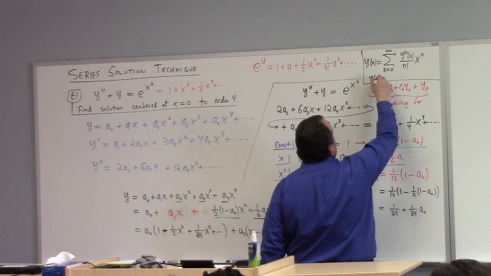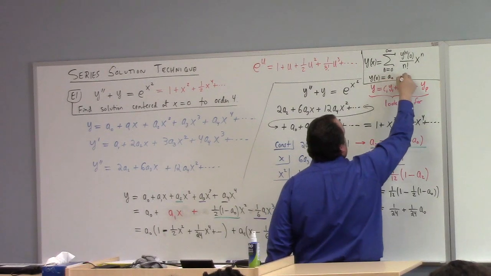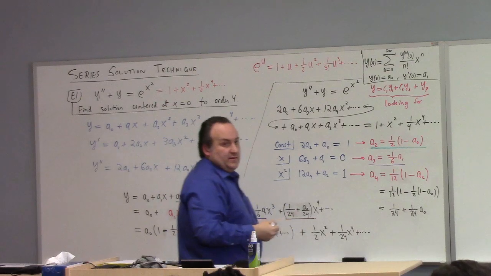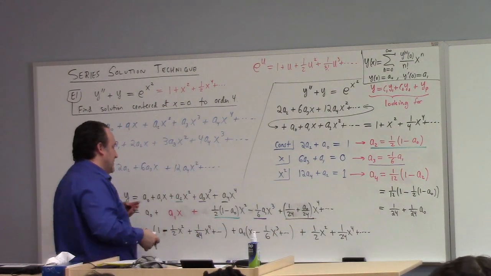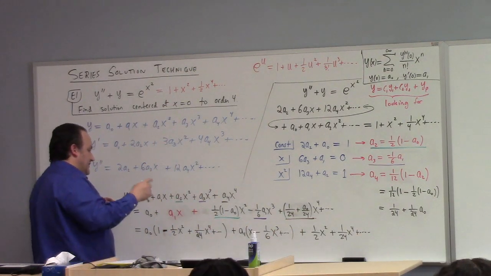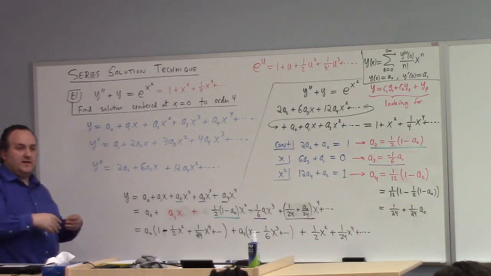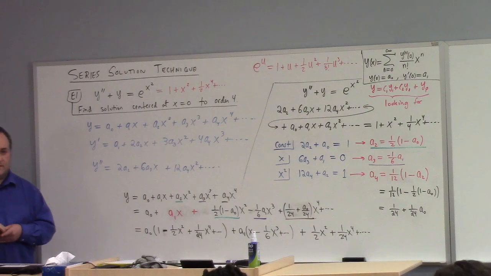Check it out. Y of 0 would be equal to a sub 0. Y prime of 0 would be equal to a sub 1 if you compare. So that's part of the reason I'd like to do that: if I rewrite it in terms of a sub 0 and a sub 1, those have the meaning of initial position and initial velocity. That's a good question.